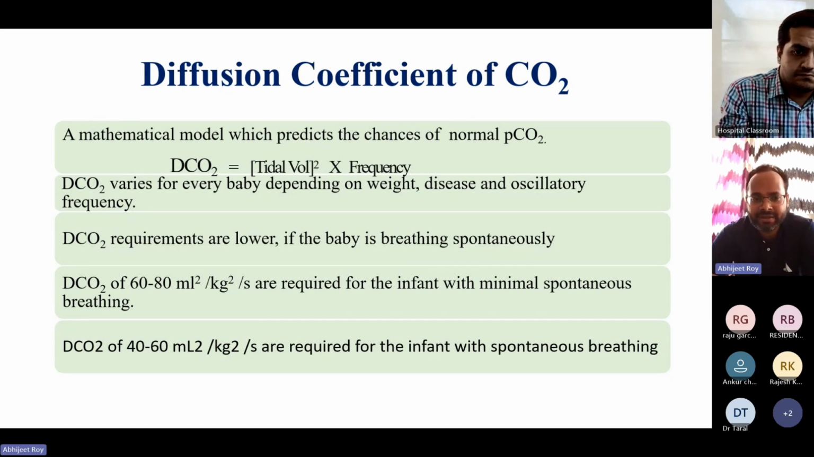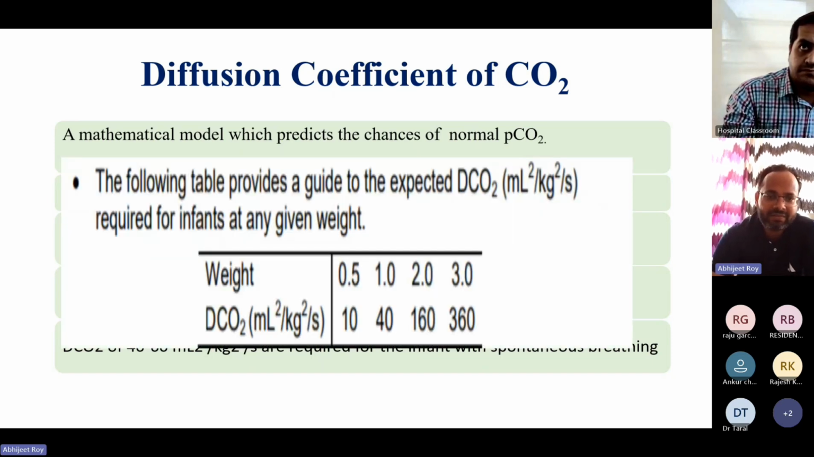Ideally, it is 40 to 60 ml squared per kg squared per second if the infant is spontaneously breathing, but it has to be maintained at a higher rate, that is 60 to 80 ml squared per kg squared per second, if the baby is having minimal spontaneous respiration. So this is a rough guideline depending on the weight of what DCO2 we have to keep. If the baby is spontaneously breathing, and the baby is of 1 kg, we have to keep around 40. And if it is of 2 kg, then we have to keep around 160.